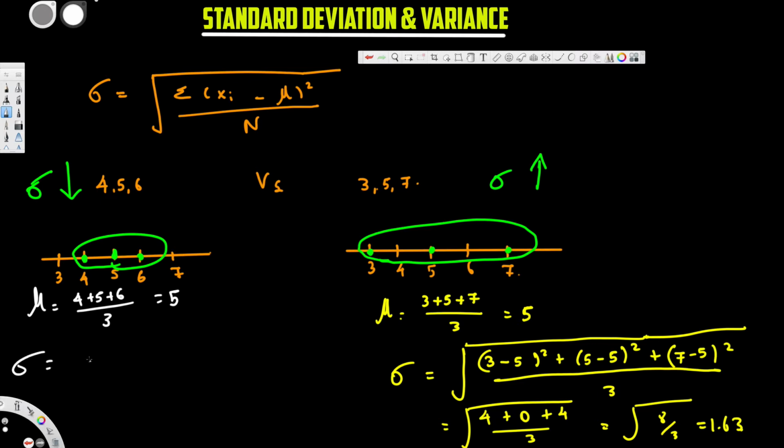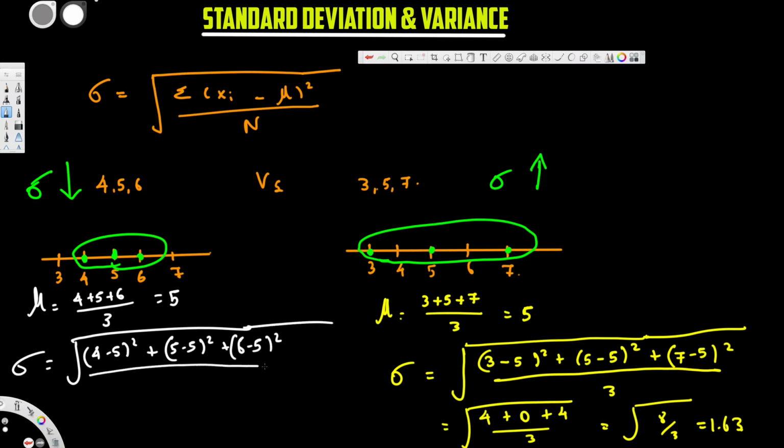Sigma is equal to square root of xi. The first number is 4, so 4 minus 5, the mean, squared, plus 5 minus 5 squared, plus the third number, 6 minus 5 squared, divided by the number of numbers in the set, that's 3.